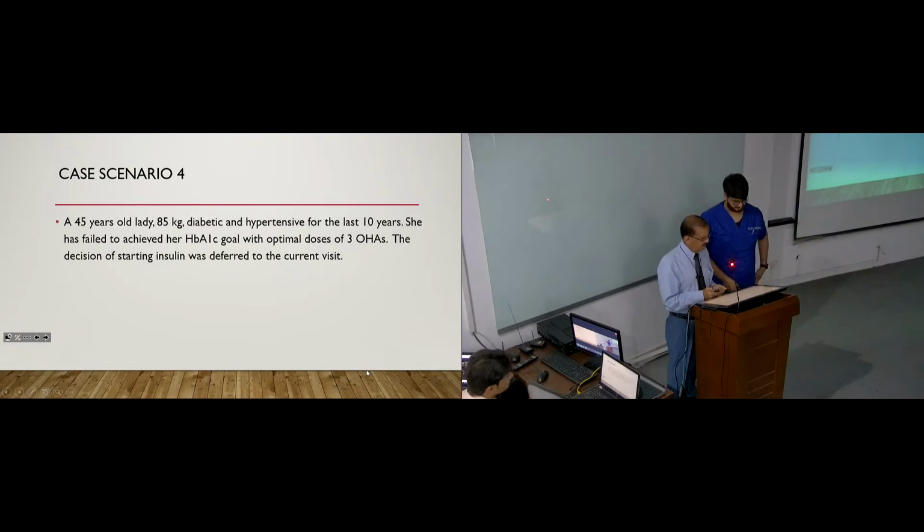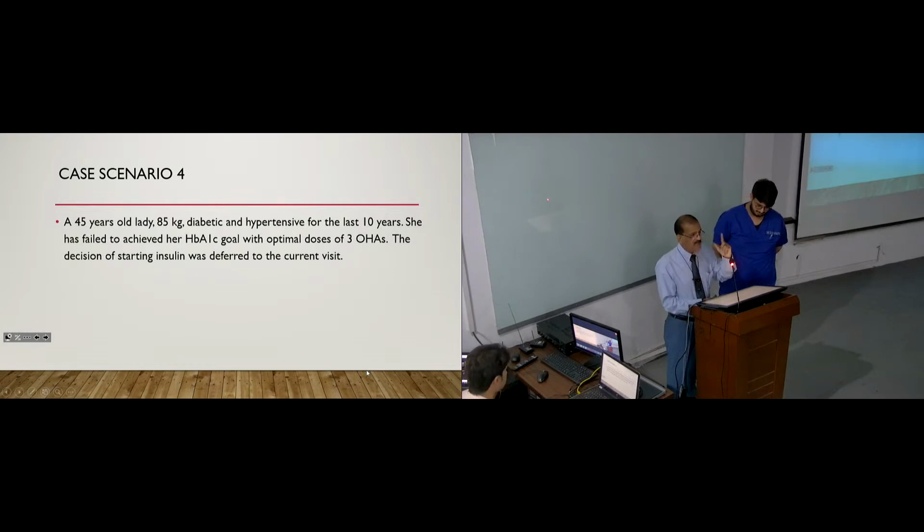Case scenario 4. A 45 years old lady, 85 kg in weight, diabetic and hypertensive for the last 10 years. She has failed to achieve her HbA1c goal with optimal doses of 3 oral hypoglycemic agents.